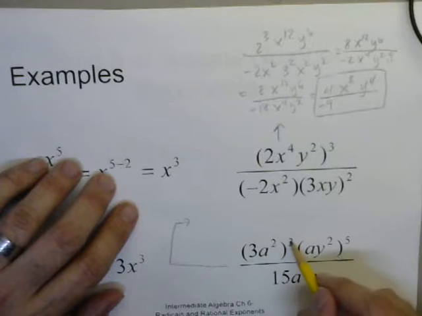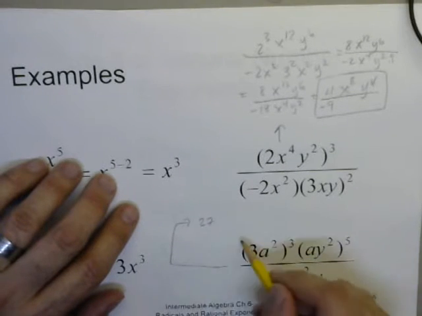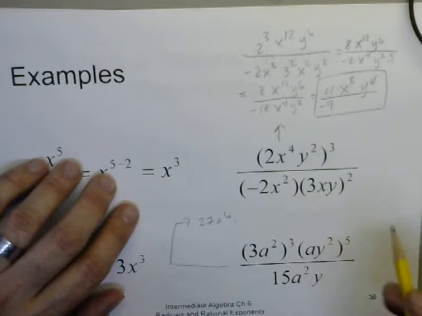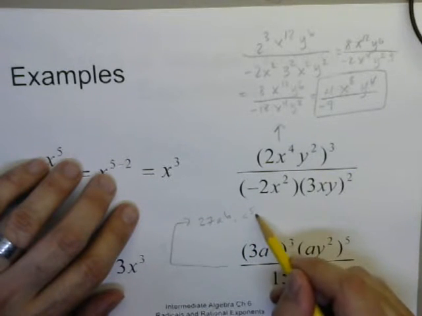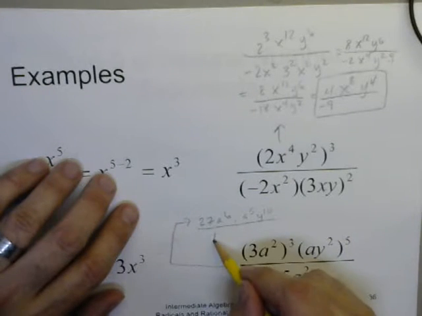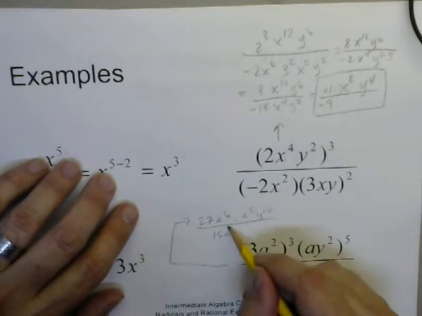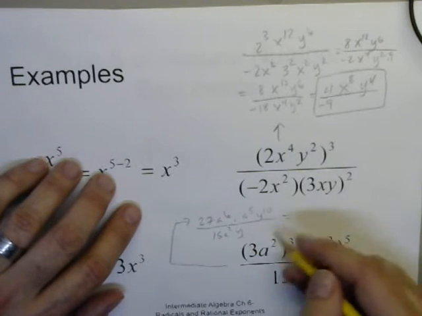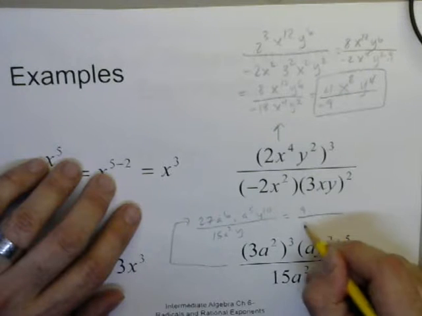Here you would just get 3 cubed, which would be 27. You get a to the 6th, and then that would be times a to the 5th, y to the 10th, all divided by 15a squared y, right? So you can reduce the 27 and the 15, right, because 3 goes into both of them. That'll give you 9 over 5.